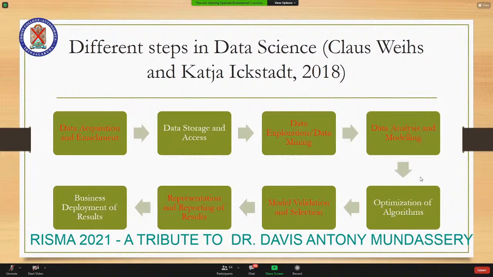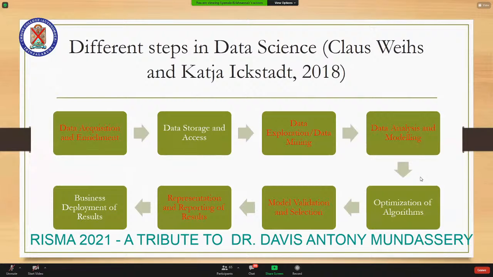The white text here, especially data storage and access and optimization of algorithms, is mainly covered by informatics and computer science. The business deployment of results is covered by business management. But the other blocks, data acquisition and enrichment, data exploration, data mining, data analysis and modeling, model validation and selection, and representation and reporting of results, involve a lot of statistics. So that will be my focus. I'll be explaining more on those blocks, but the rest is covered by a different area. These are the 8 steps that we can use in data science.